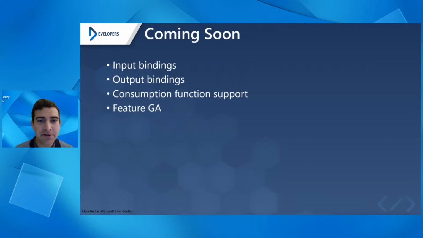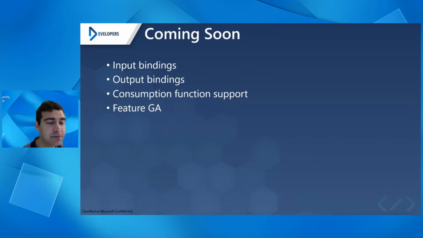I think the other thing to mention here is some coming soon information. So right now we're in preview. We plan on GAing in the fall. And before we do that, we'll release bindings, both input and output bindings, and also consumption function support. What that means is that in the demos that I'm showing, we're using a Redis client to access Redis and read and write data from it. In the future, you can do that natively through the function itself with bindings. And services like Cosmos, for instance, already have those bindings. So it'll be a similar experience.